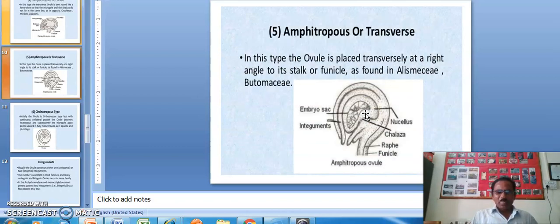Fifth type, amphitropous ovule or transverse ovule. In this type, the ovule is placed transversely at a right angle to its stalk or funicle. Such type of ovules are mainly found in families Alismaceae and Butomaceae. This is the figure of amphitropous ovule.